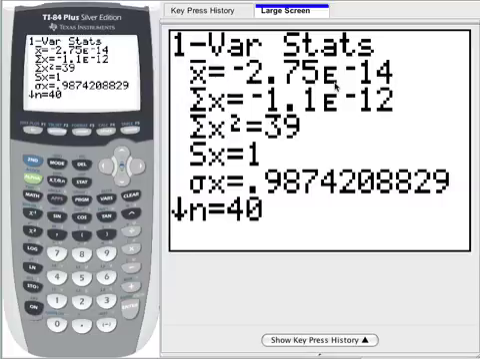This is scientific notation in the calculator. This is negative 2.75 times 10 to the negative 14th, which means there are 13 zeros in front of that negative 2 there. So in other words, that's 0. It's just a little bit of round off error. The calculator couldn't hold the digits far enough to actually get a mean of 0 there. But for all practical purposes, in fact, in reality, that is 0.